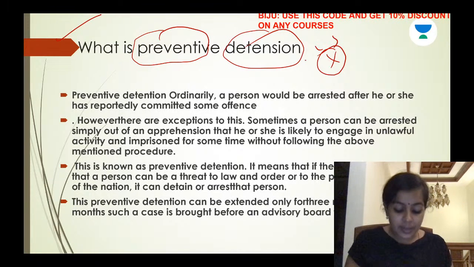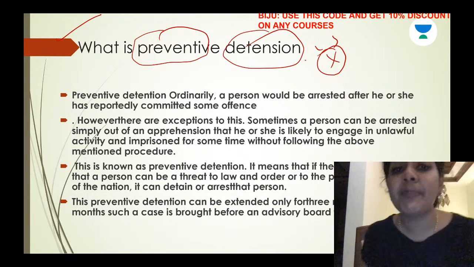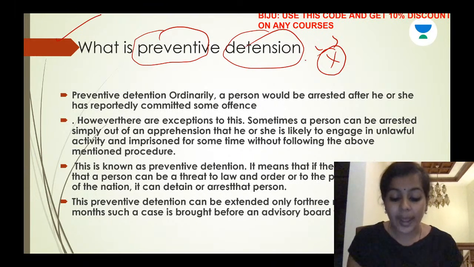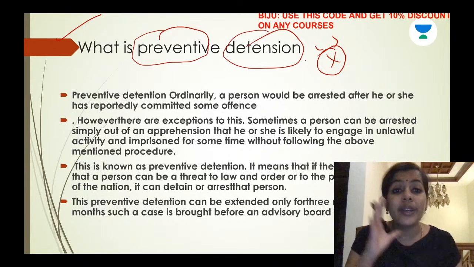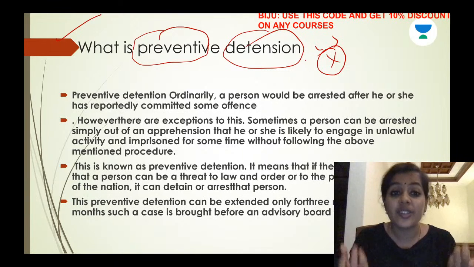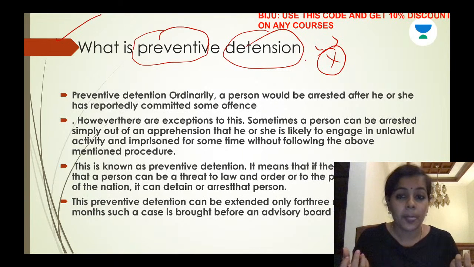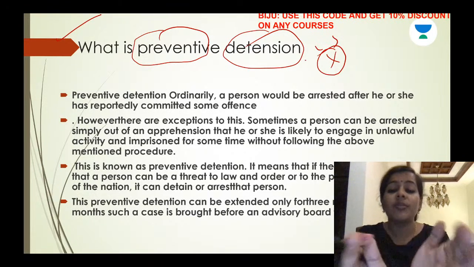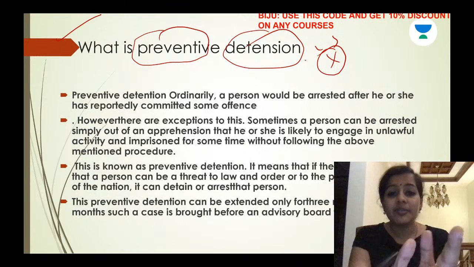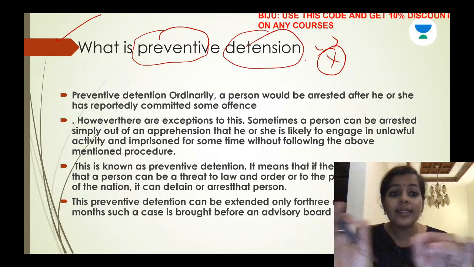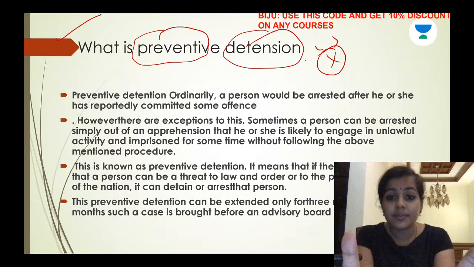Some concepts in the fundamental rights are a bit tough to understand. That's why I'm repeating it twice, thrice. Did you get a conceptual clarity on preventive detention? Preventive detention means, a feeling is that X is going to commit a crime, then he will be arrested. That is known as preventive detention.